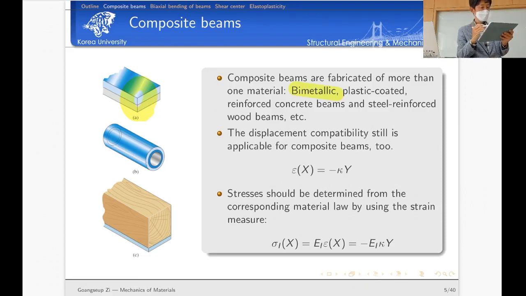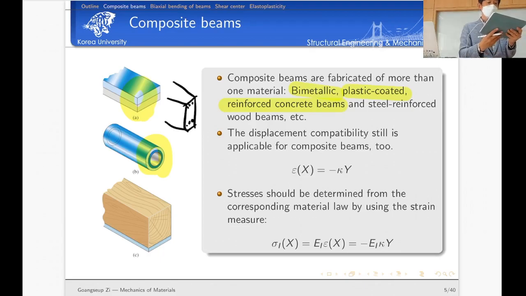Okay, and then this is a tube, the plastic coated tube, and also, as I told you, reinforced concrete beams. So if you consider a reinforced concrete cross section, typically it is full of steel reinforcement, isn't it, right? This is steel reinforcement. So we have steel and concrete, okay? So we use two different materials for the reinforced concrete beam.